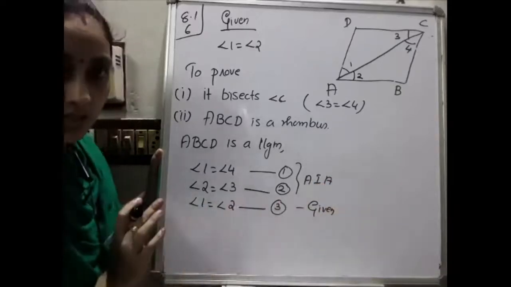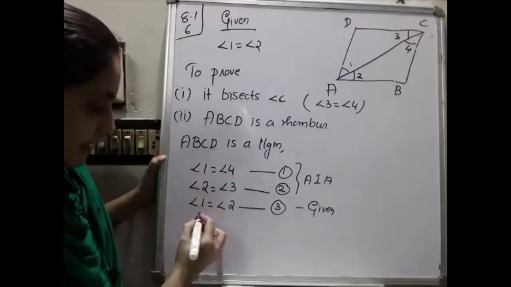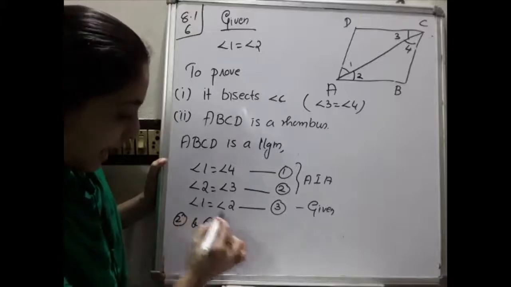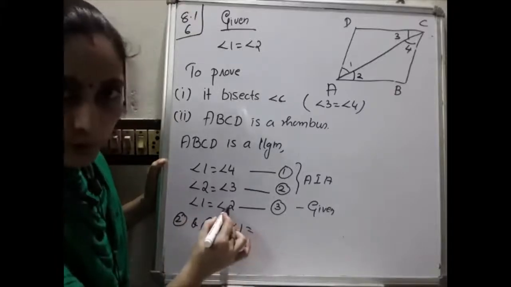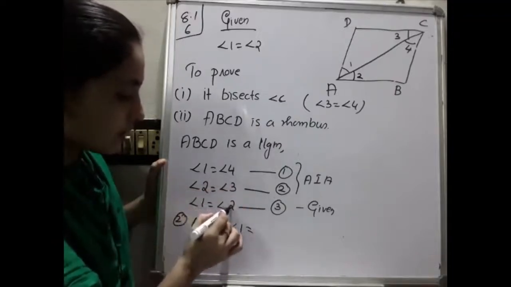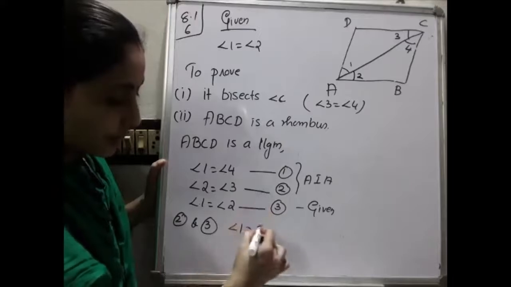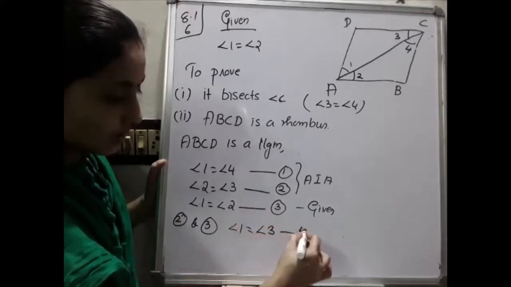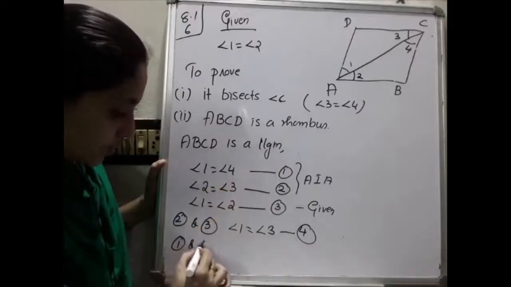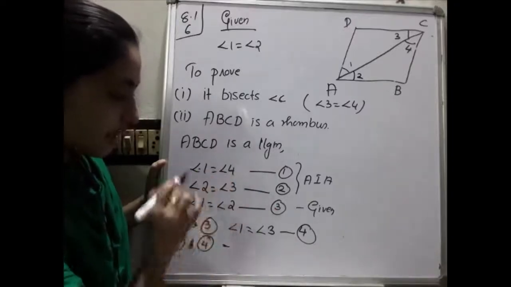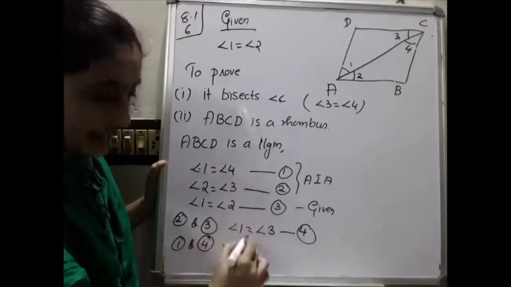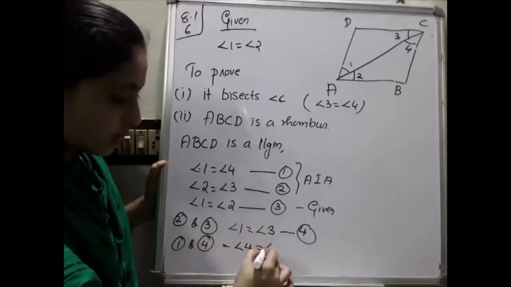These two are alternate interior angles, and this one is already given in the question. While comparing this, listen here please. We are comparing angles 2 and 3. Angle 1 is equal to angle 2, but we already know angle 2 is equal to angle 3. So we can write angle 1 is equal to angle 2 is equal to angle 3. From that you can write angle 1 is equal to angle 3. Equation number 4. Now go through 1 and 4. Angle 1 is equal to angle 4, angle 1 is equal to angle 3. So we can equate the other side: angle 4 is equal to angle 3.